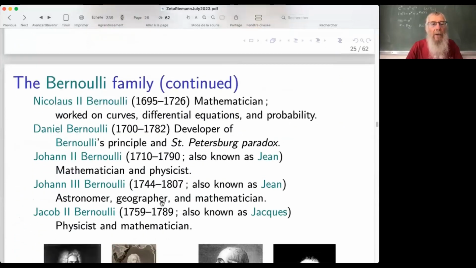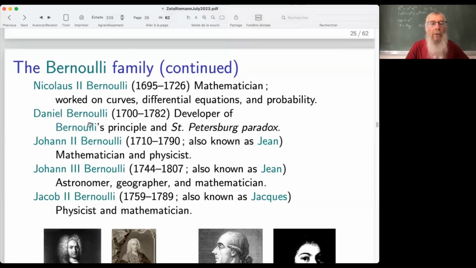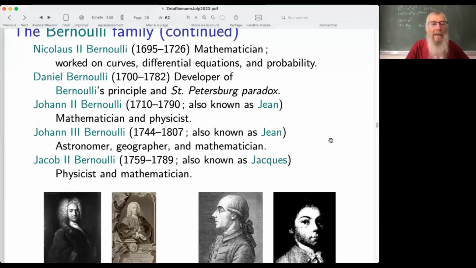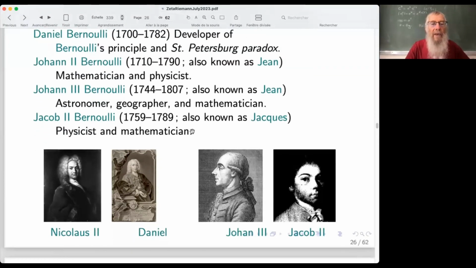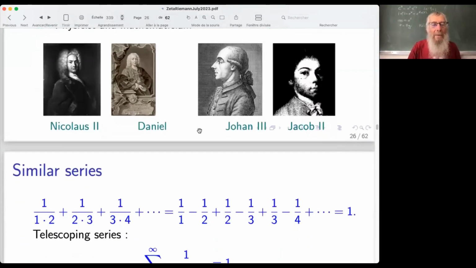So these are the oldest members. There is Nicolaus II Bernoulli, who worked on curves, differential equations, probability. Daniel Bernoulli, who developed the Bernoulli principle and the St. Petersburg paradox. Johann II Bernoulli, a mathematician and physicist. Johann III, astronomer, geographer, and mathematician. And Jacob II, physicist and mathematician. So when you speak of Bernoulli, you have to be more precise if you want to say exactly which member of the family you mentioned.